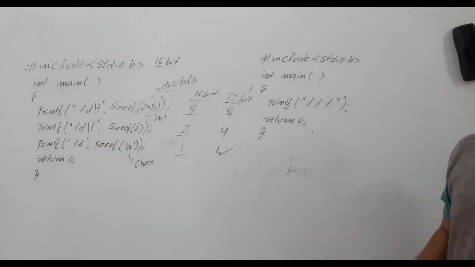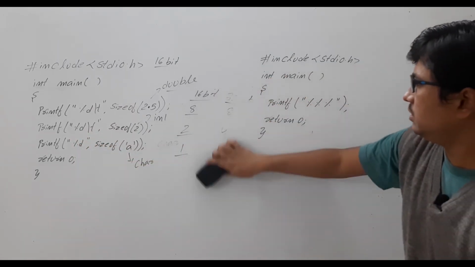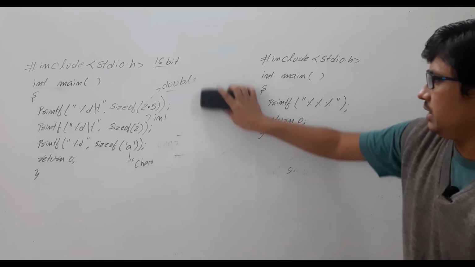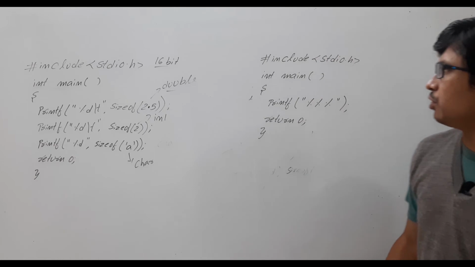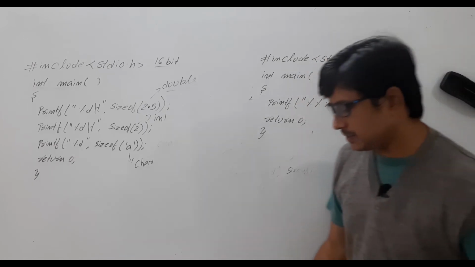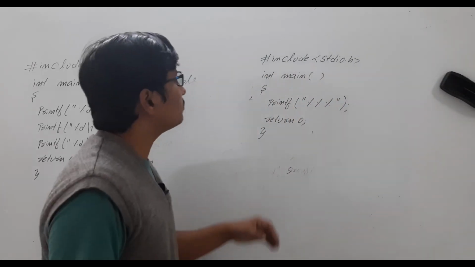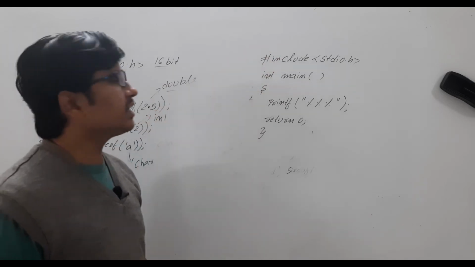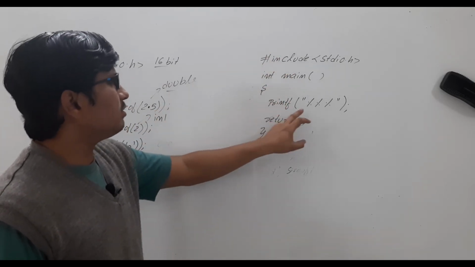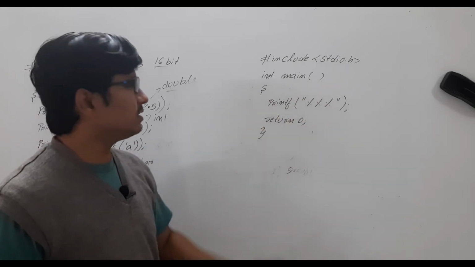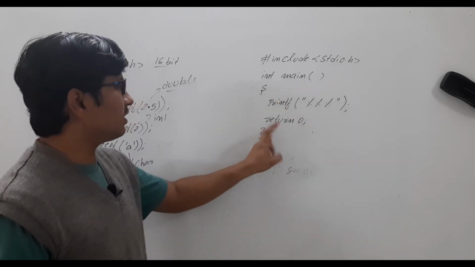Now come to this program. Let me erase this one. Let me discuss this program. Okay, hash include stdio.h, int main. Okay, good. printf, within the double quotation I have written percentage.